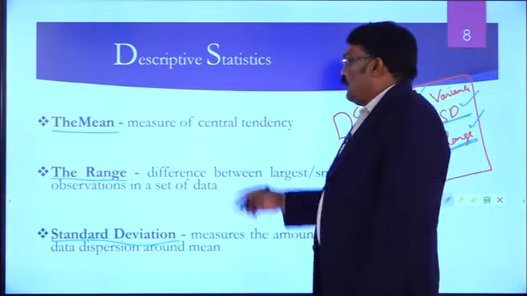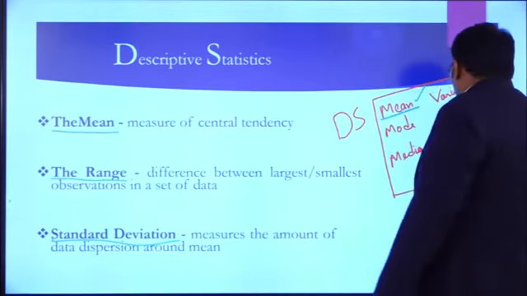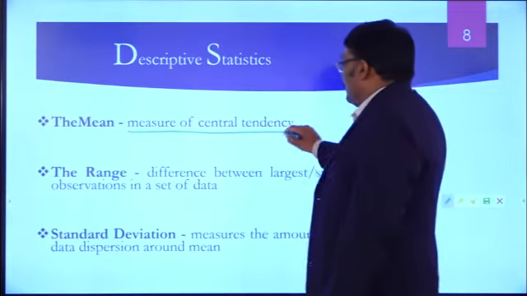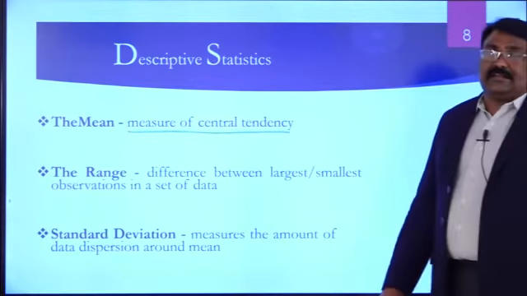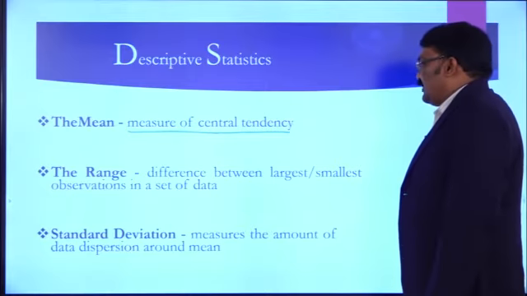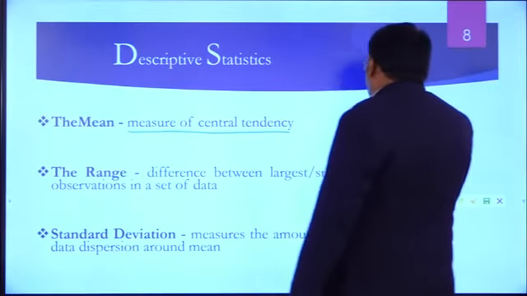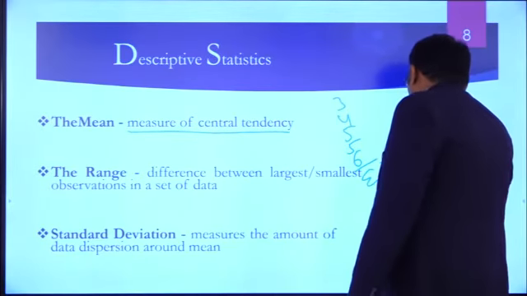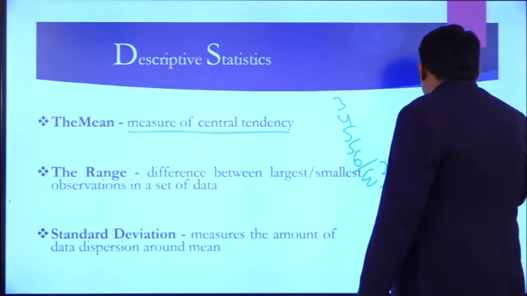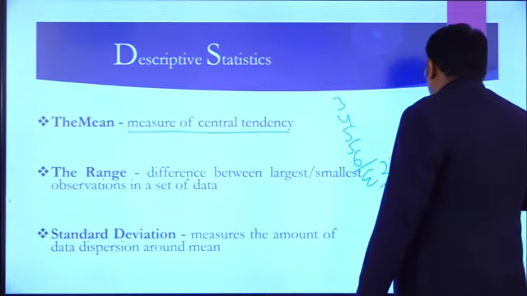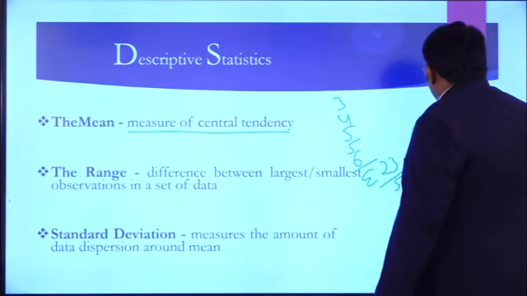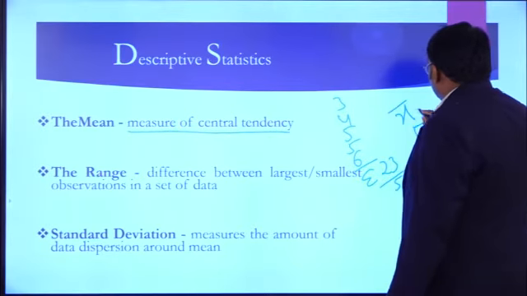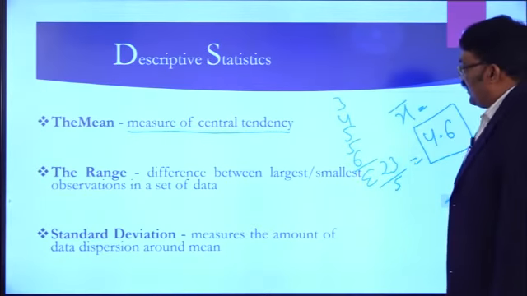Okay. Now, what is mean? Mean is the measure of central tendency. What do we mean by that? The central tendency means, for example, if I take the values summing to 23, that should be divided by how many? 5. When I divide it, the value that comes is 4.6. Now, this value is said to be the x bar.